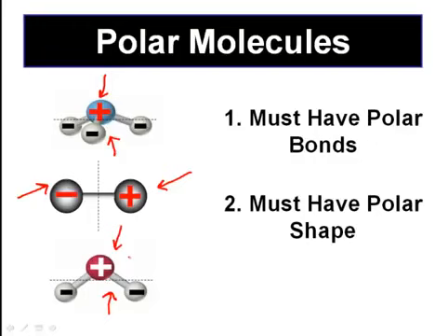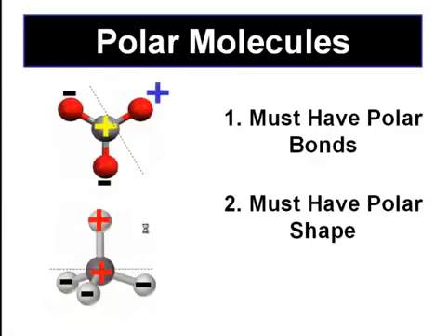Now, this is not limited to strictly the trigonal pyramidal, linear, or bent shapes that you see here. This could also affect trigonal planar and tetrahedral shapes as well, because once again, if I separate this molecule and look from one side, I see a positive, the other side a negative. So not only do you need those polar bonds, but more importantly, you must also have a polar shape in order to be a polar molecule.